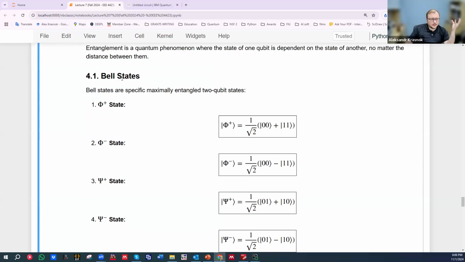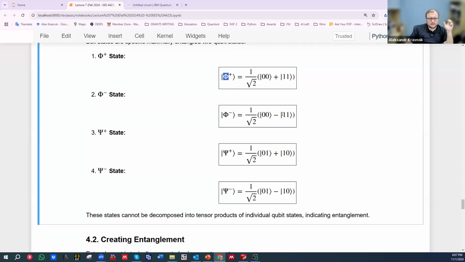So the most entangled state is the so-called Bell state. There are four different Bell states. They are listed here. So you see that a Bell state is a state in which the system of two qubits is either in the state 0, 0, or state 1, 1 with the same probability.